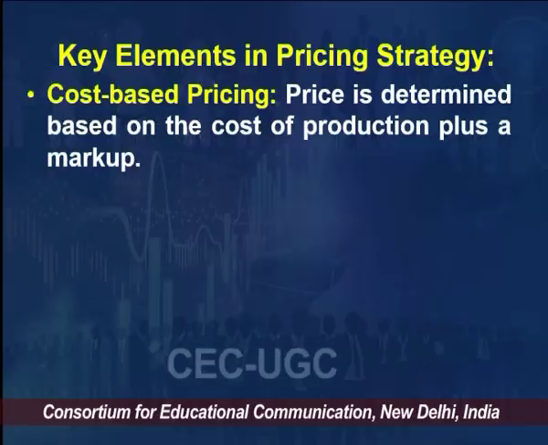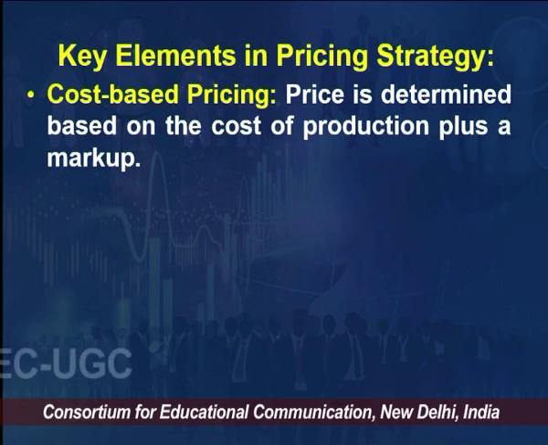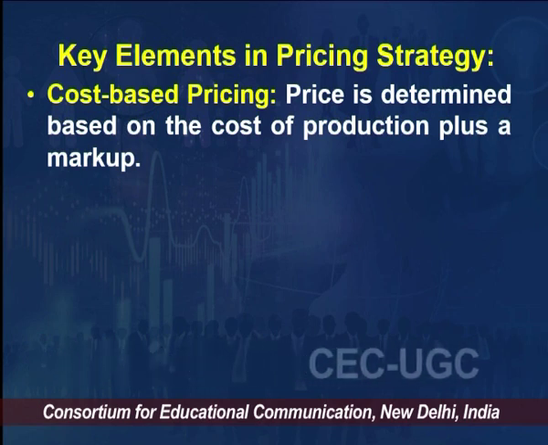The most traditional method, which has been used for very long, is called cost based pricing, where the price of a product is determined on the basis of the cost of production plus a markup. This is the oldest strategy of determining the price of a product: I aggregate the cost I incur for developing and manufacturing a product, and then I add my own markup or margin to decide the price. That is called cost based pricing.